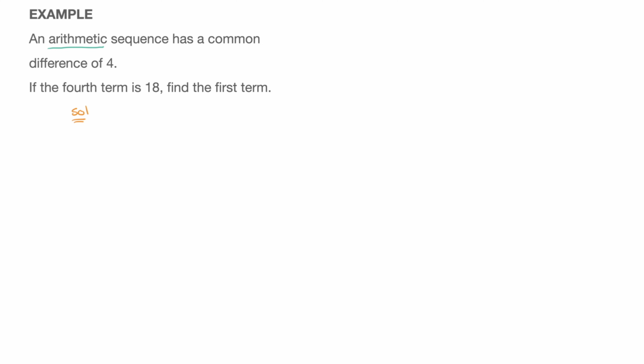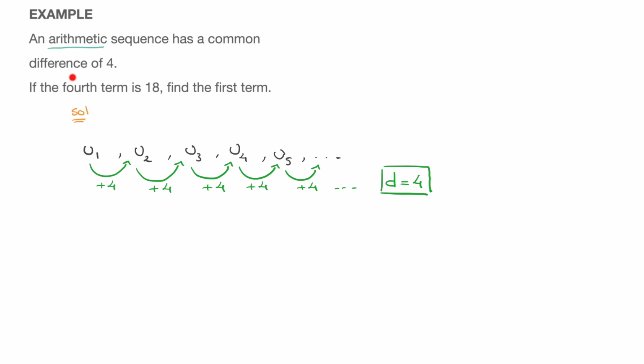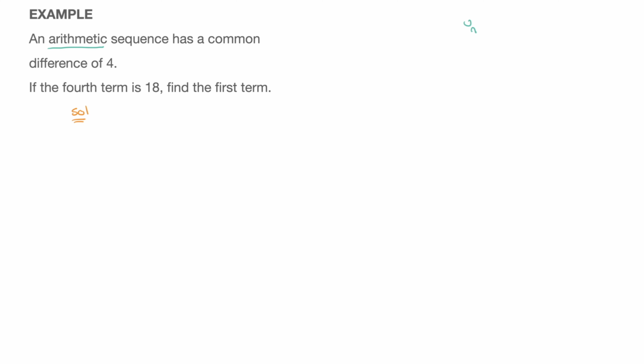And this is important because it tells us two things. Indeed, it tells us that in this sequence, to get from one term to the next, we're always adding the same amount. That amount being the common difference of 4. And it also tells us that the nth term of this sequence must be given by the formula for the nth term of an arithmetic sequence, which is u sub n equals u sub 1 plus (n minus 1) times the common difference d.